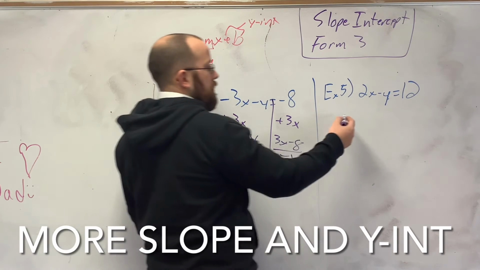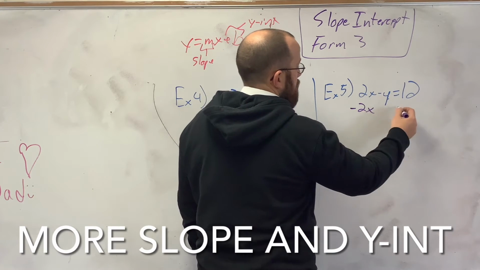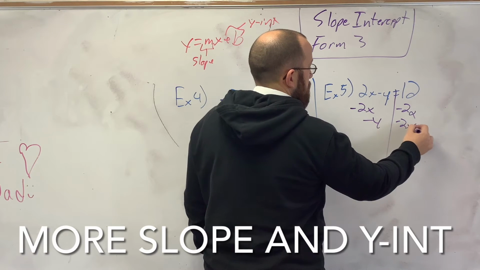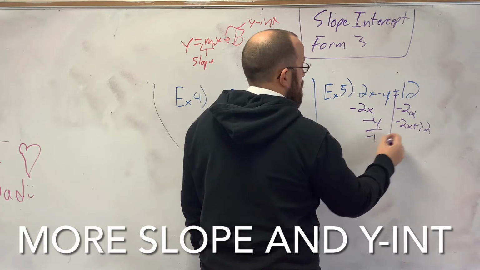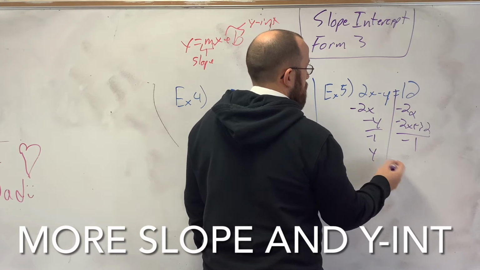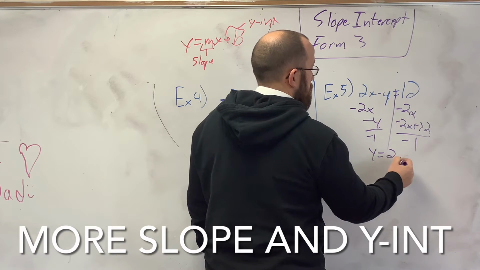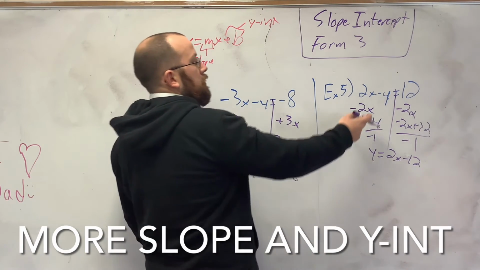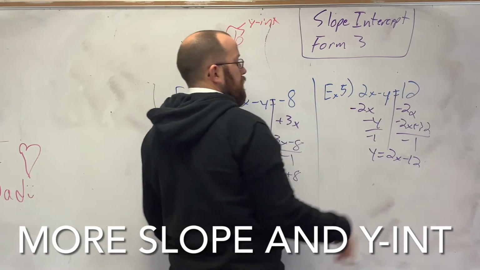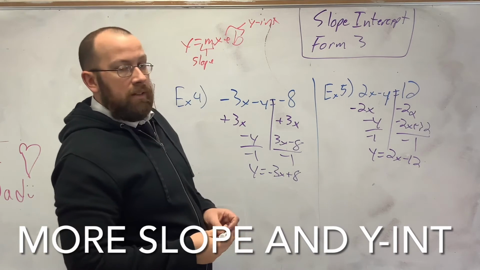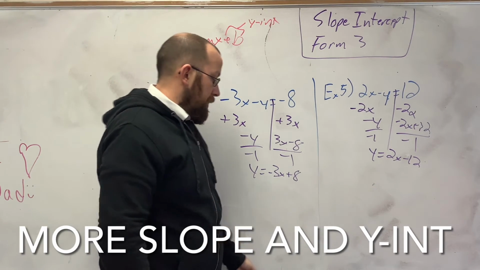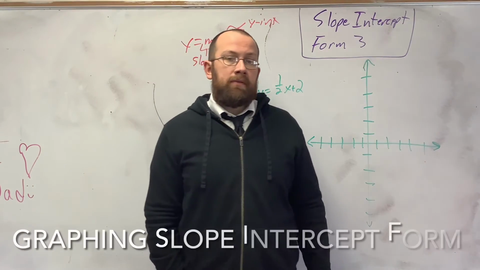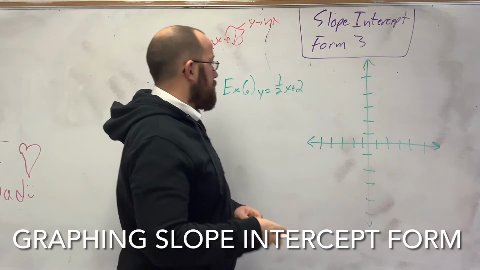All right, now let's do this one over here. Minus 2x, minus 2x. Negative y equals -2x plus 12. Divide by -1, divide by -1. Y equals 2x minus 12. The other way to do that is you could just add y over here and subtract 12 over there. You get the same thing, but I always do stuff the same exact way in math because that way I know it's right.